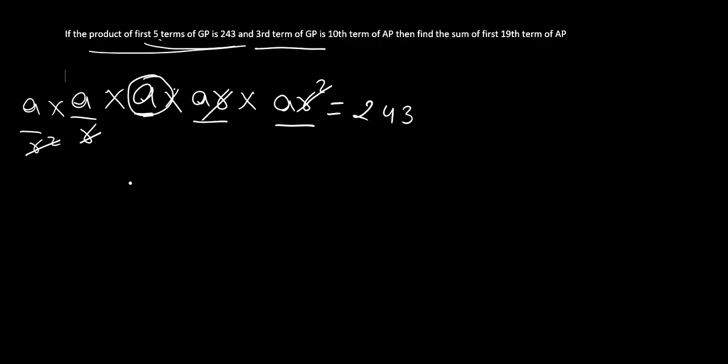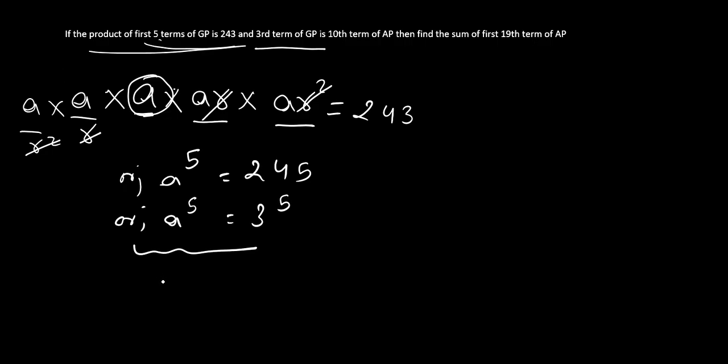Now, you will end up with A to the power 5 equals 243. 1, 2, 3, 4, 5. So A to the power 5 is 243. And we also know that 3 to the power 5 is also 243. From the given equation above, we can say that A equals 3.